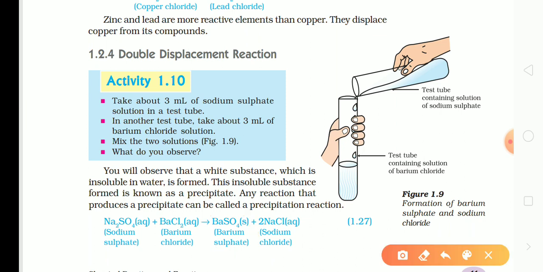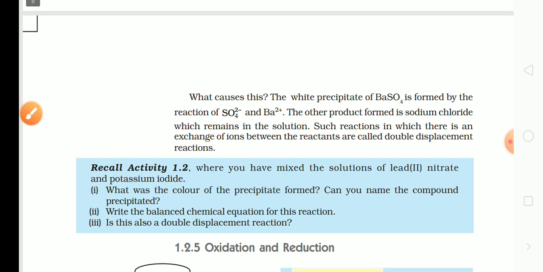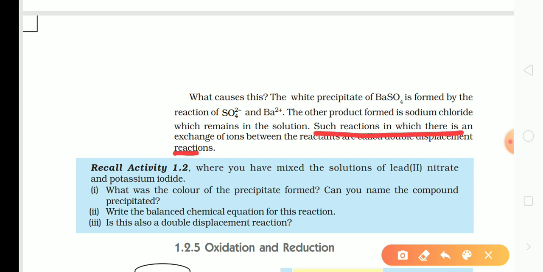You can see here, precipitation reaction. So what caused this? The white precipitate of barium sulfate is formed by the reaction of sulfate anion and barium cation. The other product formed, sodium chloride, remains in solution, which is soluble in fact. Such reactions in which there is an exchange of ions, I have told you already, between the reactants or metals are called double displacement reactions.